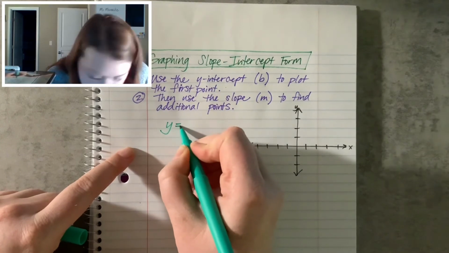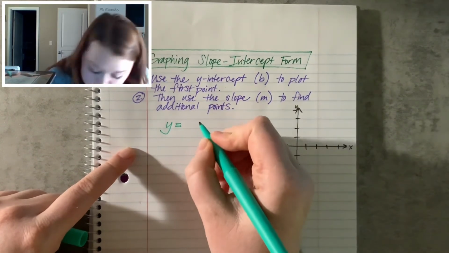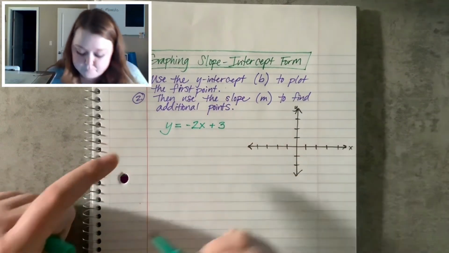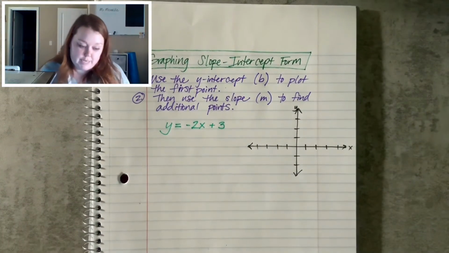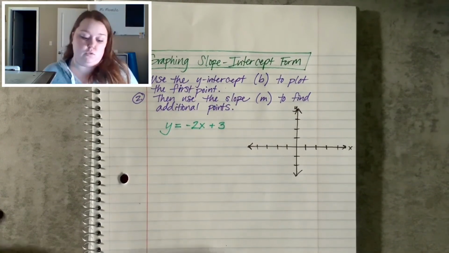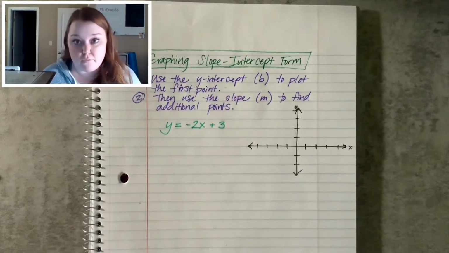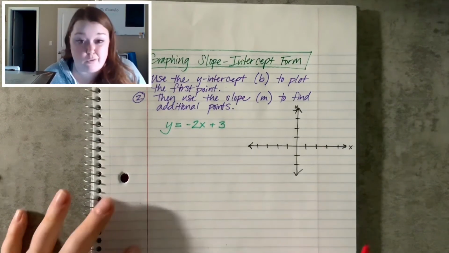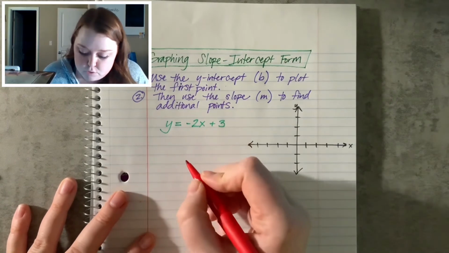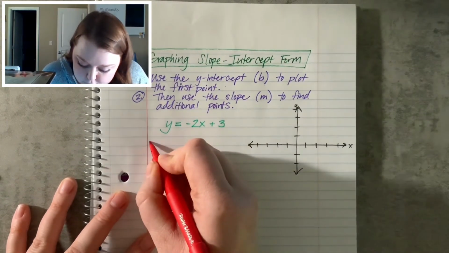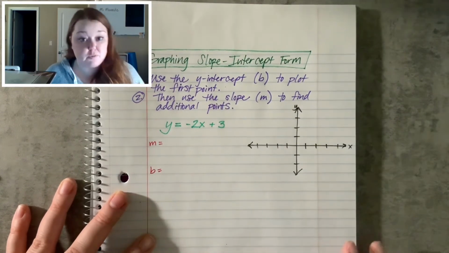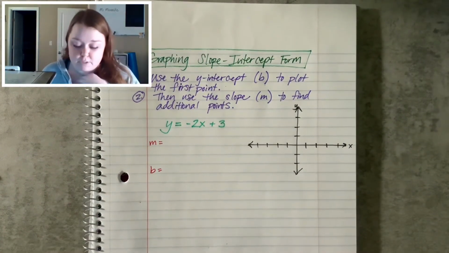Y equals negative 2x plus 3. So we're gonna do this really well because it's maybe your only example in your notebook. There are some things that I want you to identify here. Obviously, we need to identify our slope and our y-intercept, right? So let's do that first.